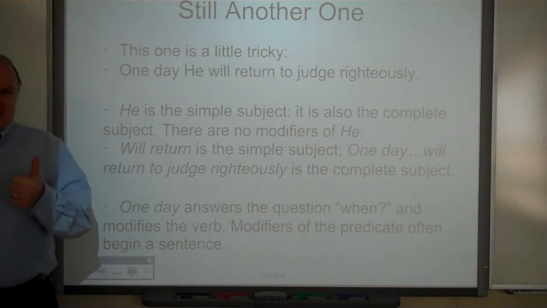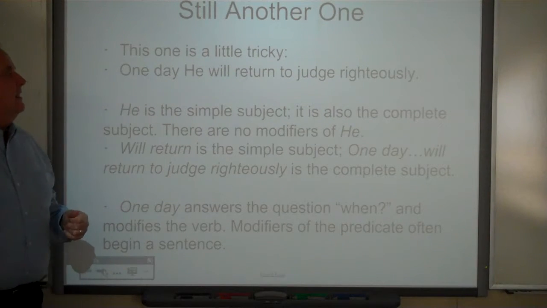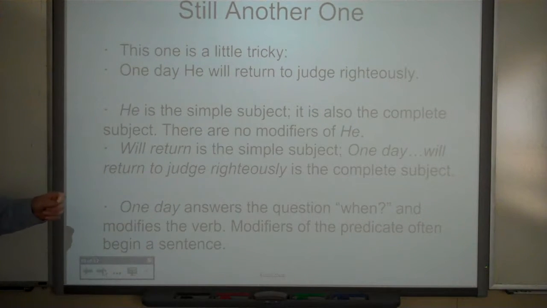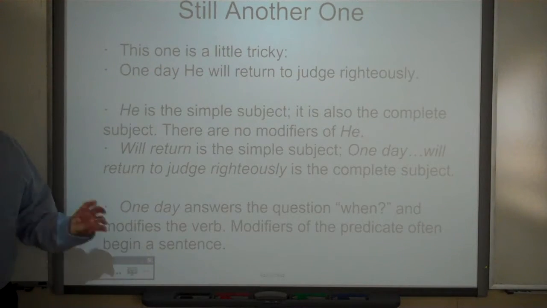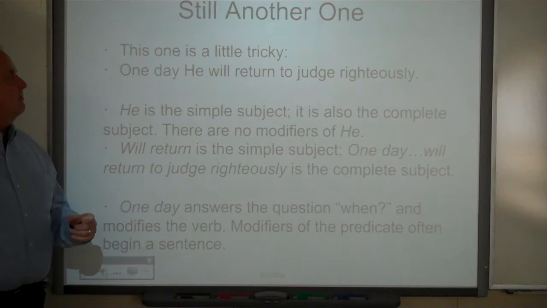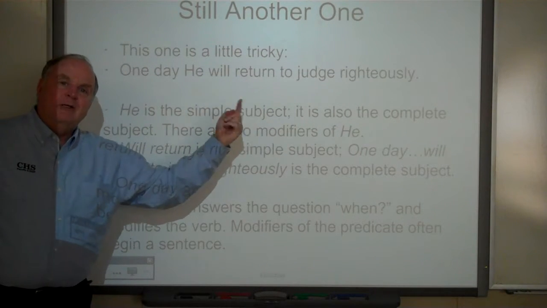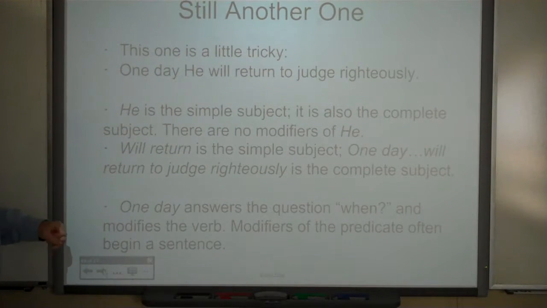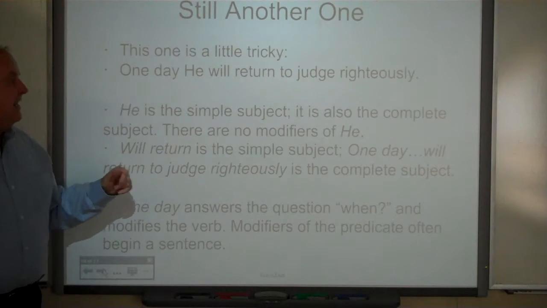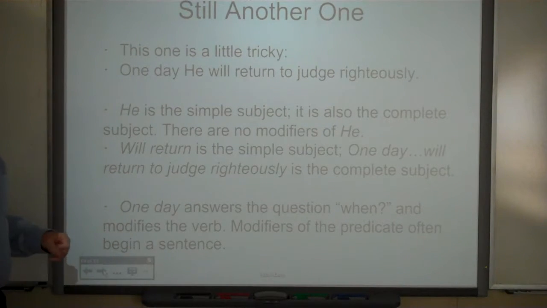This one, a little tricky, but I think you'll see the pattern. One day he will return to judge righteously. He is the simple subject. It's also the complete subject. There are no modifiers. He is the subject. Will return is the simple predicate. Notice here it's a verb phrase. We've got the verb return plus the auxiliary verb will. Will return to judge righteously is the complete predicate.